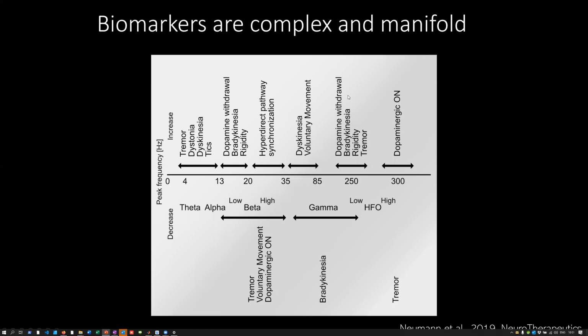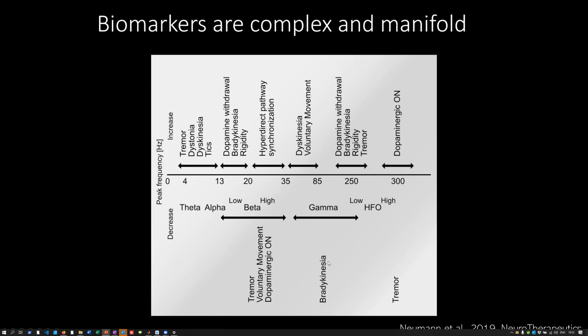Now, I have introduced electrophysiological biomarkers for specific behavior and symptoms, for example tremor in the low frequency band, but also in the low frequency band, we saw that dystonia is reflected in the basal ganglia activity. In Tourette syndrome, we found tics to be associated with low frequency oscillations, while dopaminergic withdrawal, bradykinesia, and rigidity are associated with beta band activity.